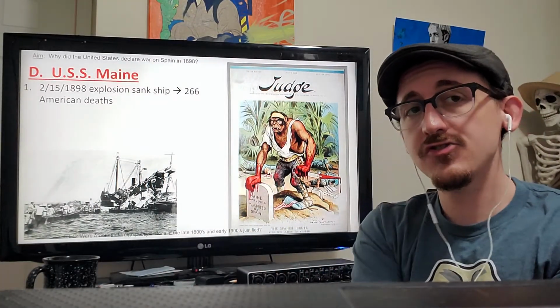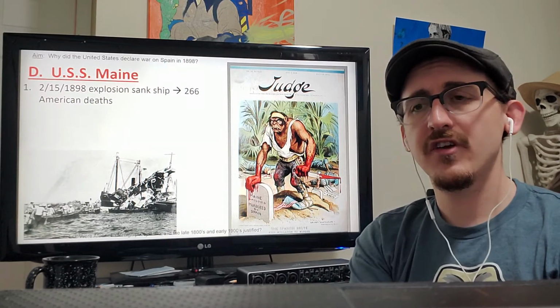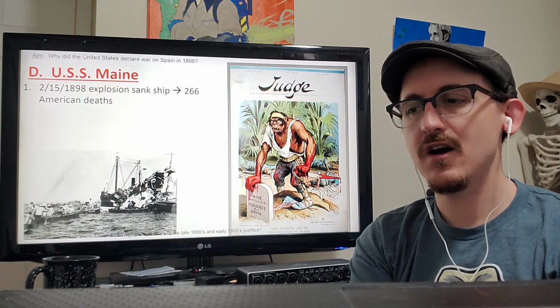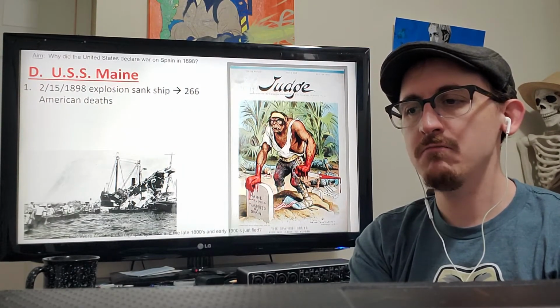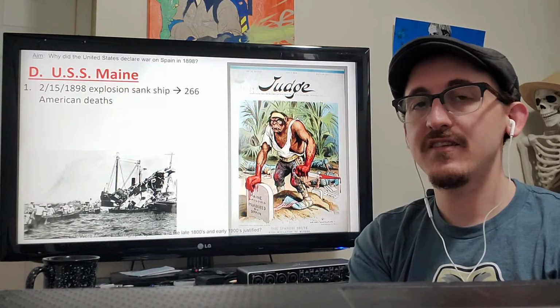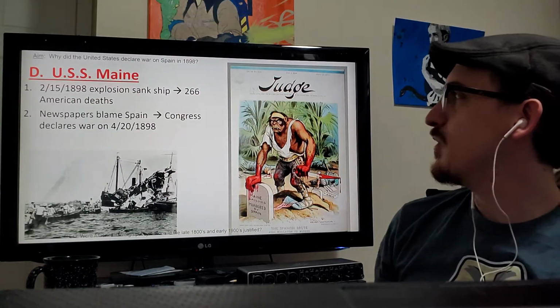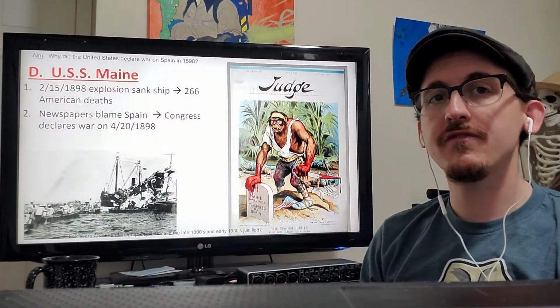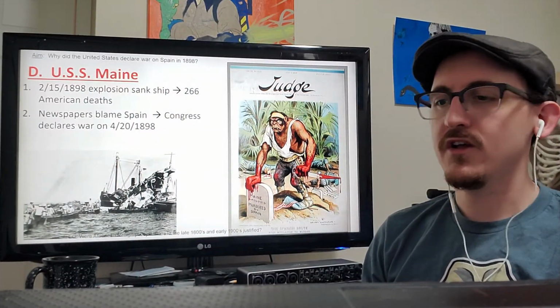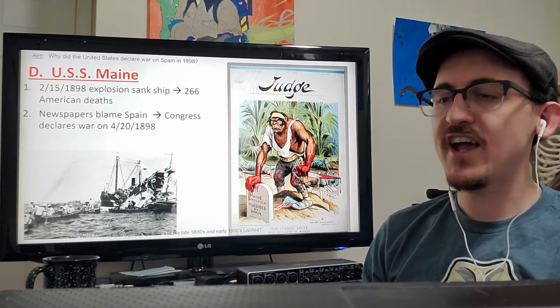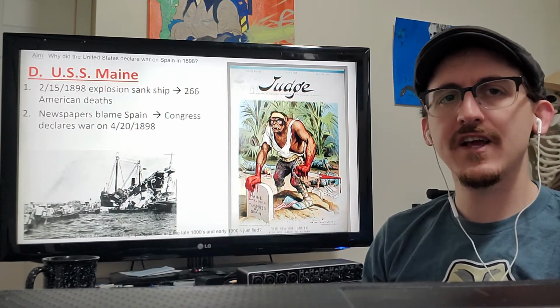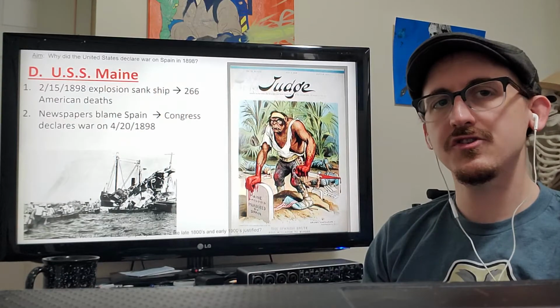266 American troops are killed at this explosion, and that's not a small number. You don't hear numbers like that today. I mean, we've had more in other wars, but these were preventative measures. They weren't going there to fight. They were going there to park in the harbor and hang with the rebels and make sure things go smooth. They were just a show of force.